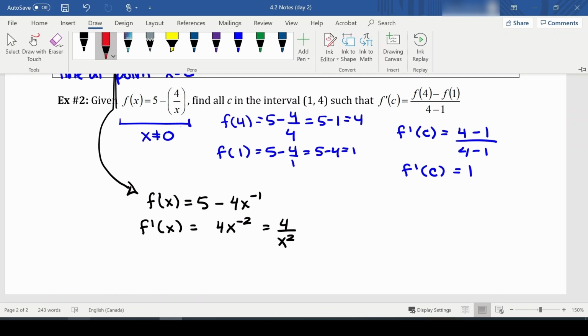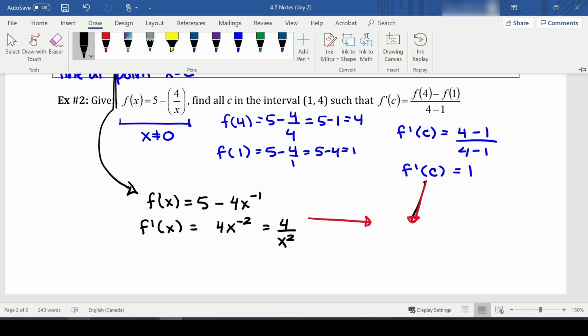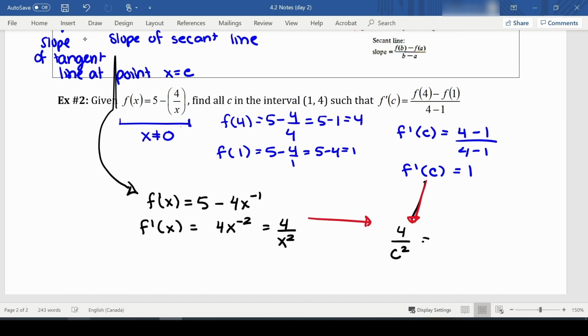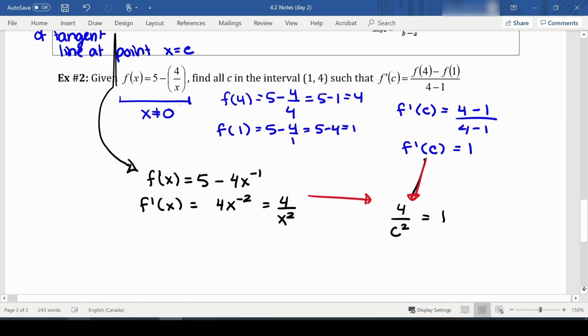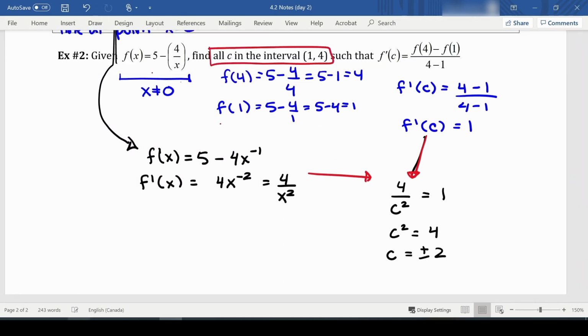Now, based on my mean value theorem here, I'm looking for where f prime of c equals 1. In other words, where does 4 over c squared equal 1? And this would happen if c squared was 4, or if c was plus or minus 2. Now, I'm not done yet because I was asked for all c in this interval such that this is true. And so I'm just going to keep c equals 2 because negative 2 is not in this interval.